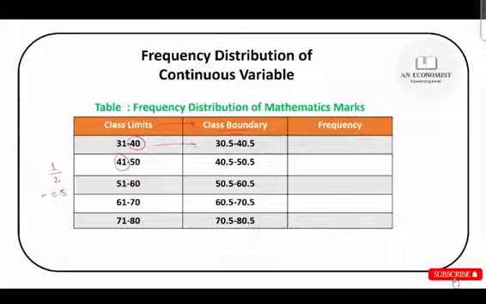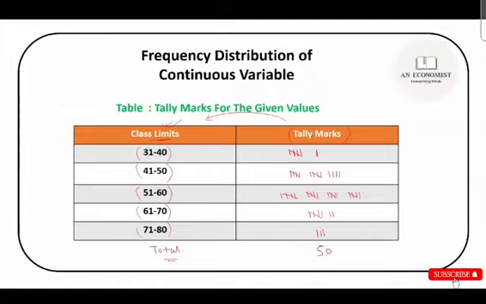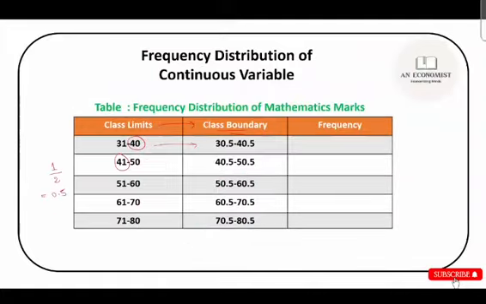Take any interval and subtract 0.5 from the lower class limit and add 0.5 to the upper class limit, and you will get the class boundary. And since you know the tally marks, you can calculate the frequency now. You have 6, 14, then you have 20, then you have 7, and then you have 3. So what will be the total? The total is 50. And this is the frequency distribution for the continuous variable. While you have class boundary and corresponding to that, the class frequencies.